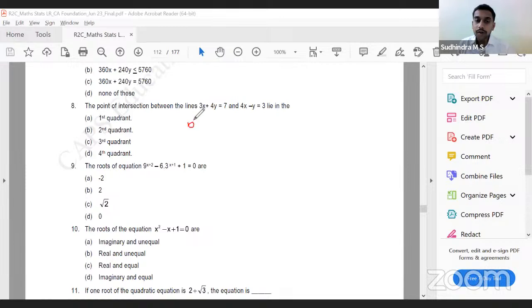For that, what should we do? b square minus 4ac. What is b? Minus 1. Minus 1 square minus 4 into 1. So minus 1 square is plus 1. 1 minus 4, we get minus 3. Since b square minus 4ac is less than 0, the roots are imaginary. Once the roots are imaginary, they cannot be equal, so it's unequal.